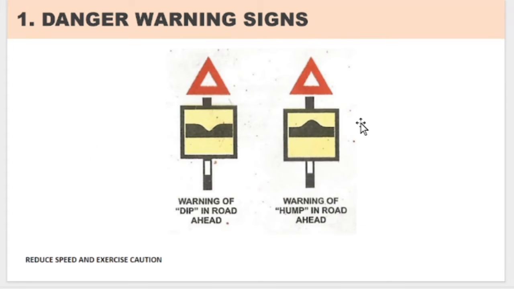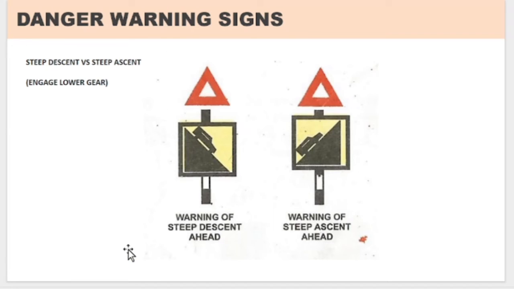Okay. Moving on to the next one, we are still on danger warning signs, guys. Here I've already talked about this, right? Warning of dip. Here we have a dip, here we have a hump. So what you're supposed to do is just reduce speed and exercise caution when you come across the sign.